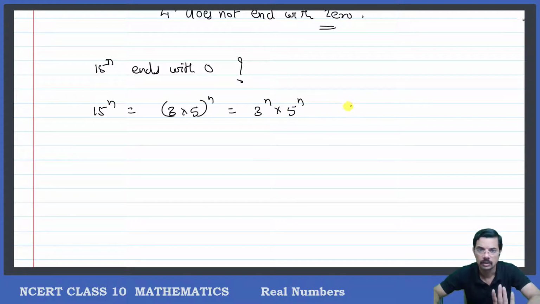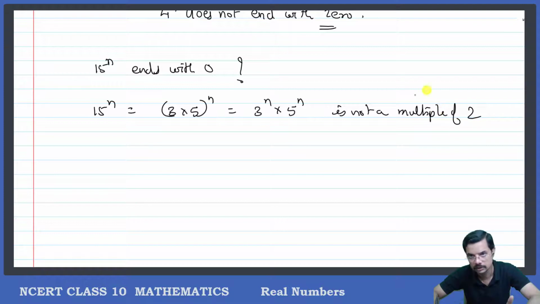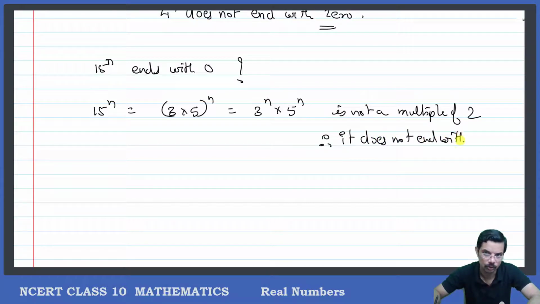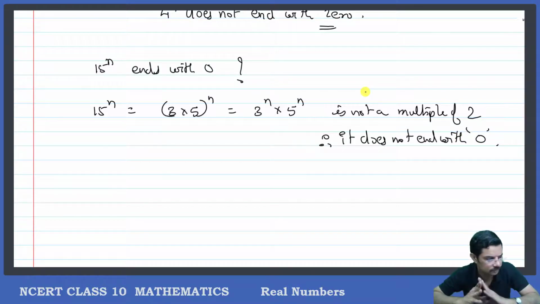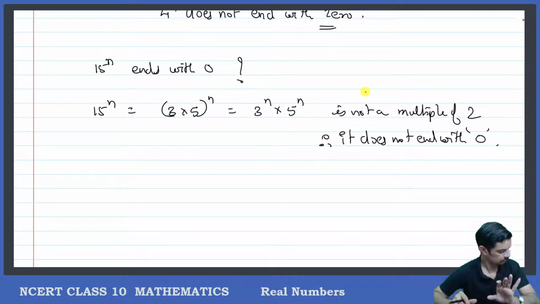So it has 3 and 5 as factors, but it doesn't have 2 as a factor. Is not a multiple of 2. In this case we will write it is not a multiple of 2. So therefore it does not end with the 0. Okay, clear? Yes or no? Hello? Okay, fine. ഈ കാര്യം ക്ലിയർ ആവുന്നുണ്ടല്ലോ അല്ലേ?